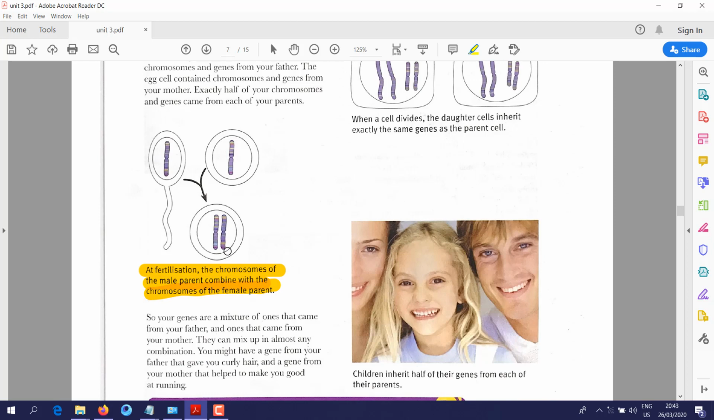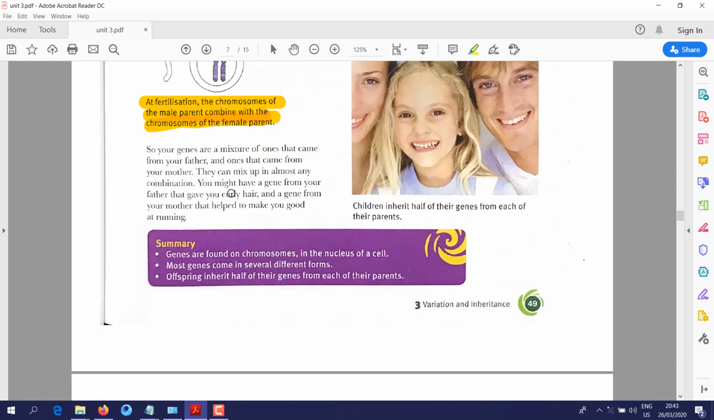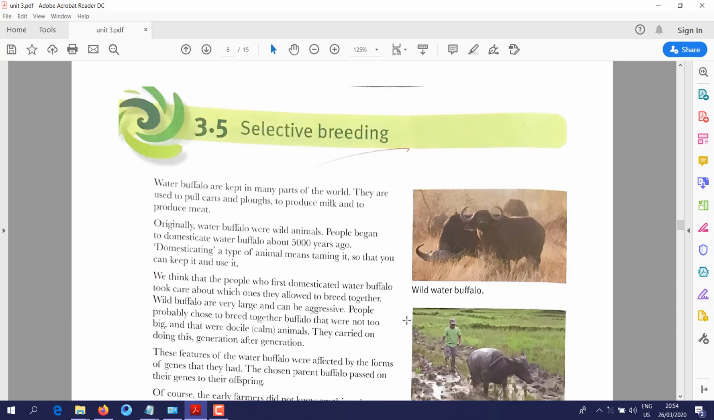So what happened here now? This is the father, this is the mother, and here is the offspring. Now this offspring shares features of both parents, because it got chromosomes, and through those chromosomes it got features from both parents.